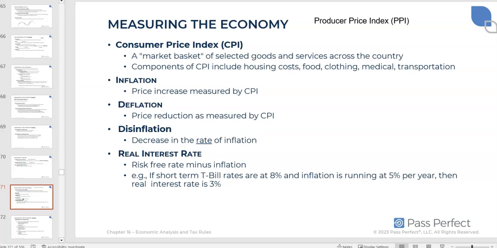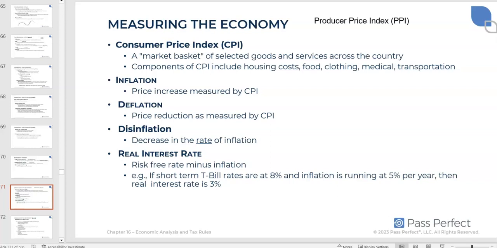Disinflation is a little bit different. It's the decrease in the rate of inflation. That's what we've seen maybe more recently, because if the inflation rate was, I don't know, 7% or 8%, and now it's 4%, well, it's still inflating. There's still inflation here, just at a slower rate. So that was called disinflation.